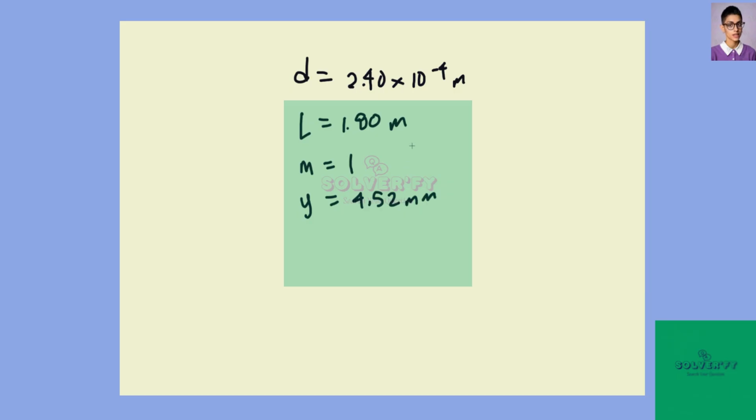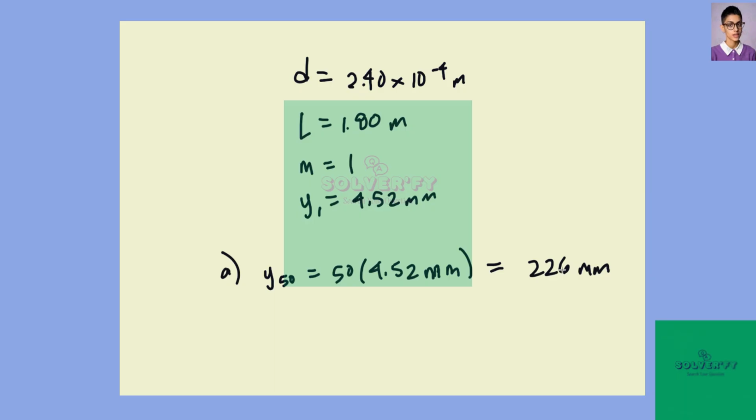So from this information, we want to predict where the fringe for the 50th bright line would be. First they ask us to just take our answer for the first one, which is y1, and multiply it by 50. So y of 50 would be 50 times 4.52 millimeters, and that's going to be equal to 226 millimeters.